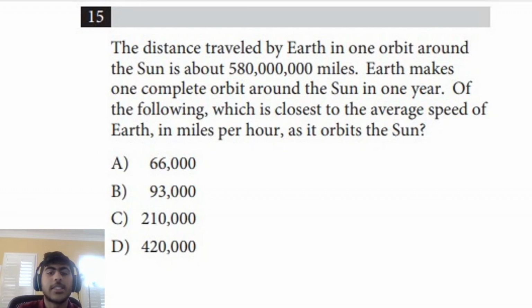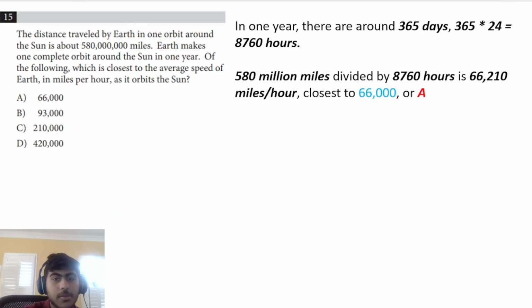Right, we're told that the distance traveled by Earth in one orbit around the Sun is around 580 million miles. And Earth makes one complete orbit around the Sun in 1 year. And we're asked, of the following, which is closest to the average speed of the Earth in miles per hour as it orbits the Sun. Let's see what we can do with this.